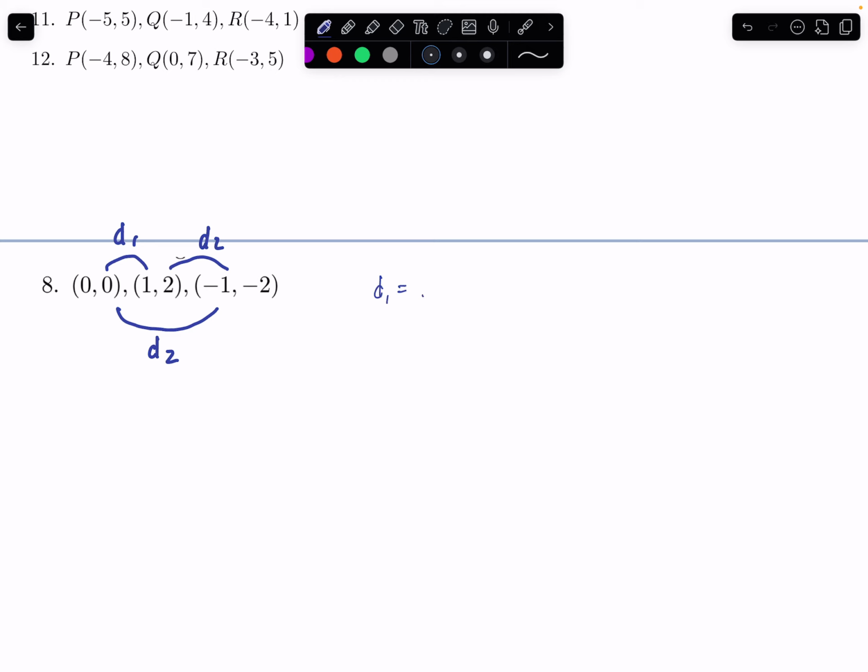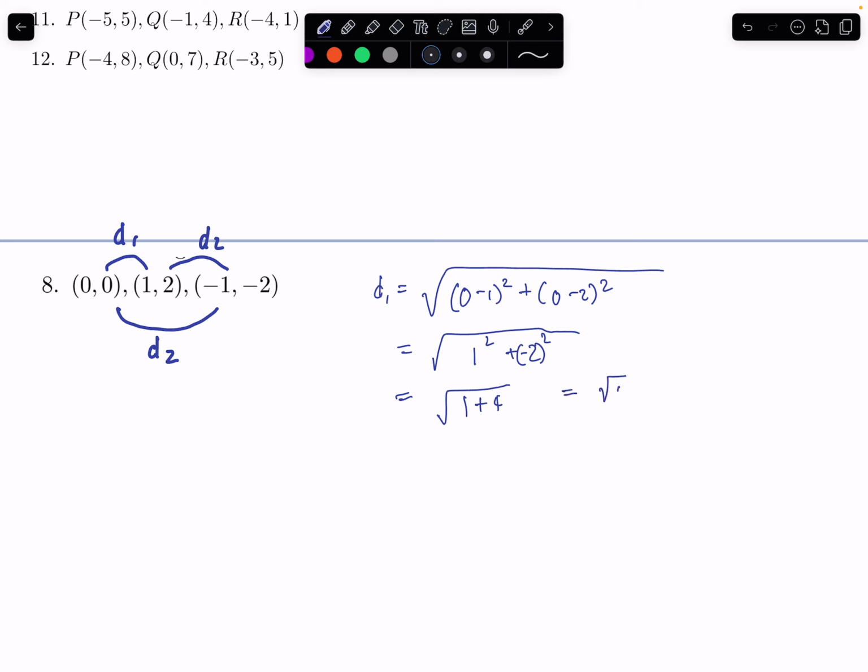There we go. So D1, what is D1? Okay, we're just applying the distance formula. It's going to be the square root of x difference squared plus y difference squared, which is 1 squared plus 2 squared, or negative 2 squared, I guess. Same thing as positive 2 squared, but it's okay. 1 plus 4, square root of that, right? Which is square root of 5. So the first distance is square root of 5.